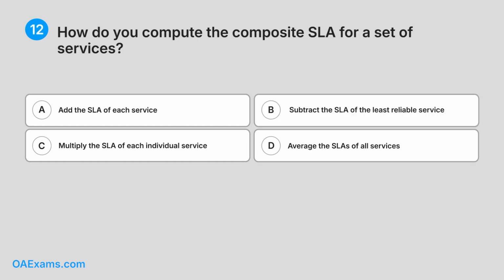12. How do you compute the composite SLA for a set of services? A. Add the SLA of each service. B. Subtract the SLA of the least reliable service. C. Multiply the SLA of each individual service. D. Average the SLAs of all services. What do you think is the answer?